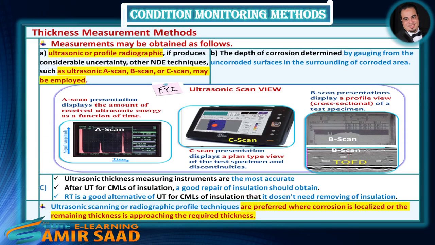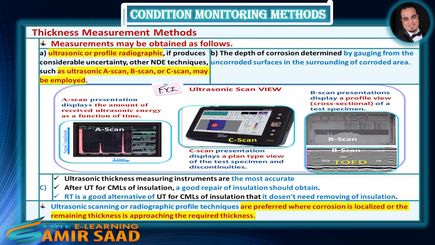Measurements may be obtained as follows. Ultrasonic or profile radiographic. If this produces considerable uncertainty, other NDE techniques, such as ultrasonic A-scan, B-scan, or C-scan, as illustrated in the figures below, may be employed. The depth of corrosion is determined by gauging from the uncorroded surfaces in the surrounding area of the corroded area.